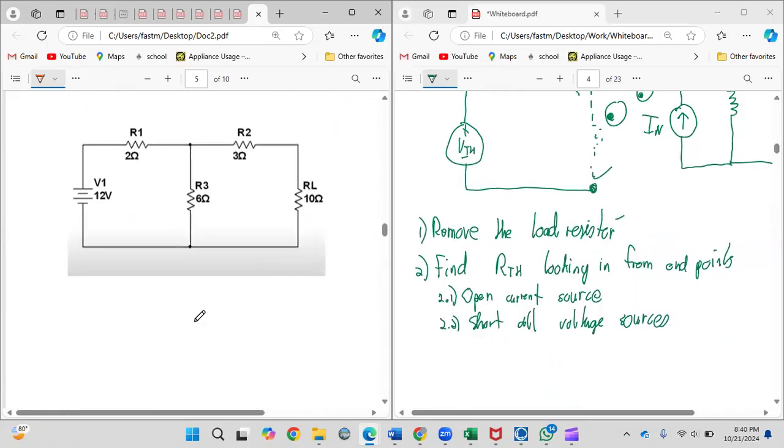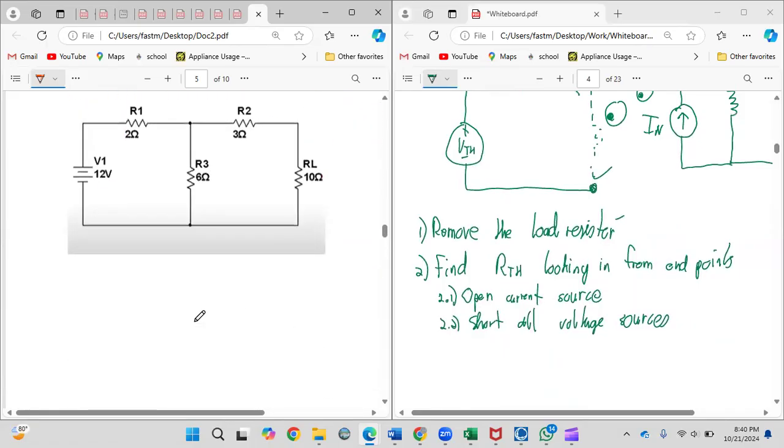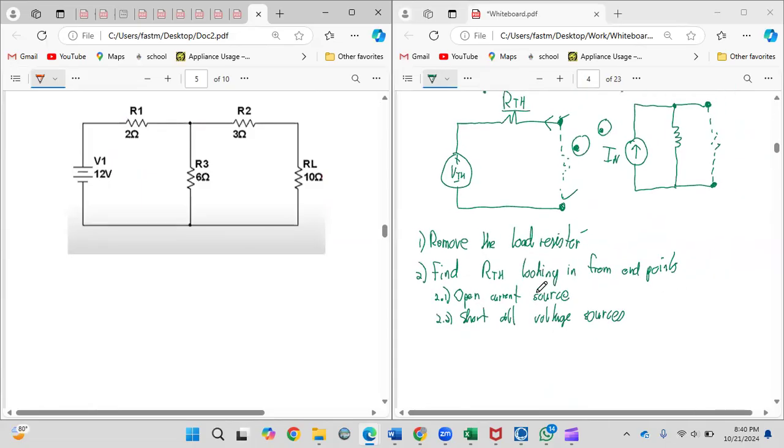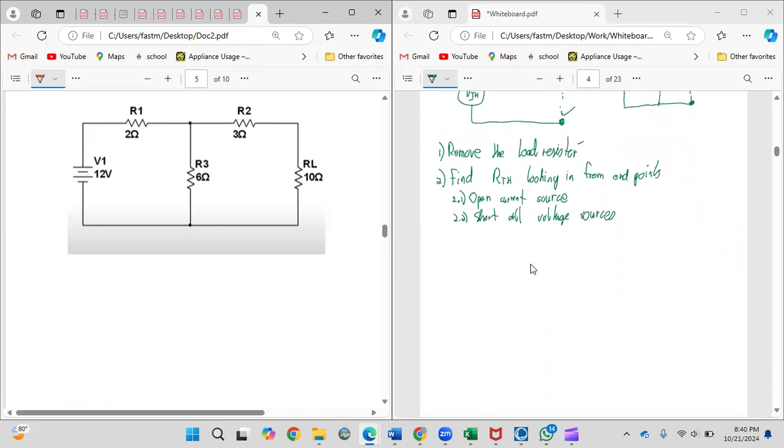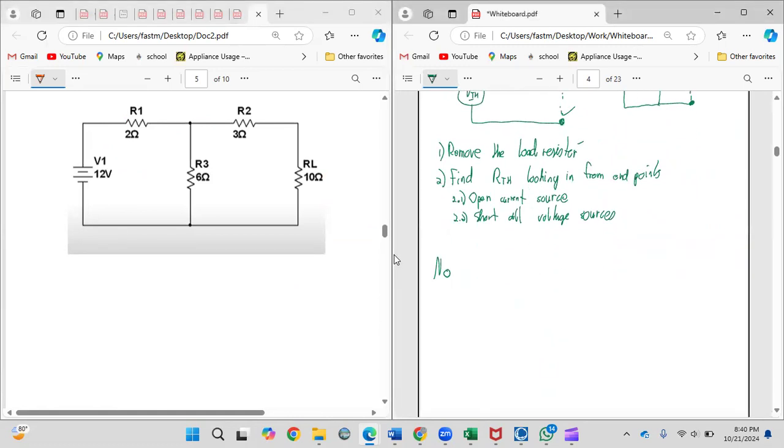Alright, so let's try this last one here, which is Norton. I'll call it a night. So with Norton, I'll write it on this side. Norton is the same steps really, or at least the same initial steps. So the first step, when you're doing Norton, you're not going to remove your load. You're going to short your load. Yeah, that is the first major change.